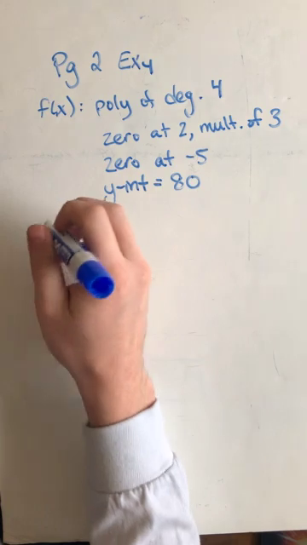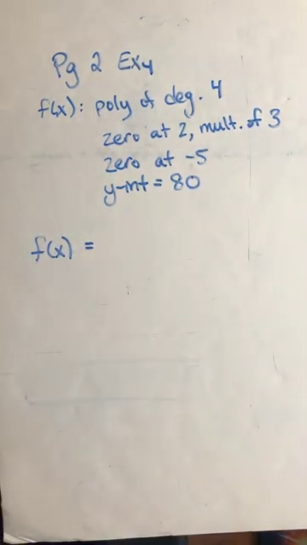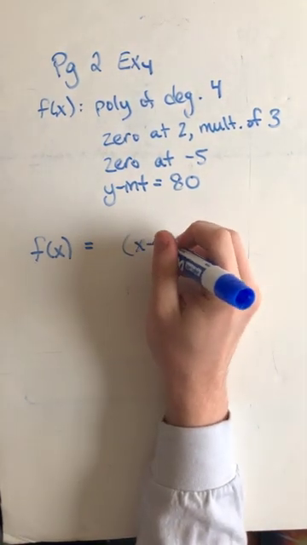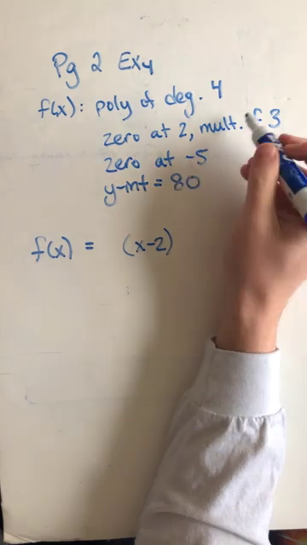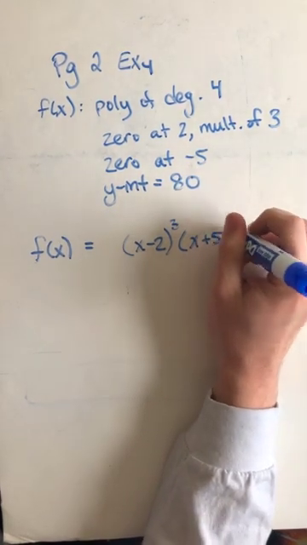Everything we have right now is almost there, all right? So we got f of x is equal to, I think in the booklet it has y is equal to, it's fine, either one is okay. And we have x minus 2, right? Because it's a 0 at 2, we always flip the sign, multiplicity of 3. Then we have a 0 at -5, flip the sign.